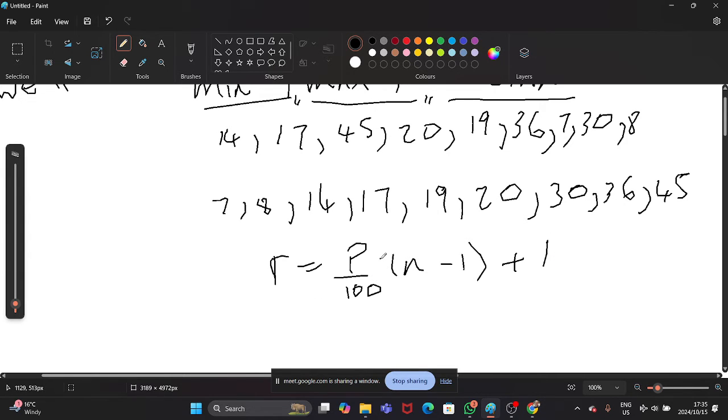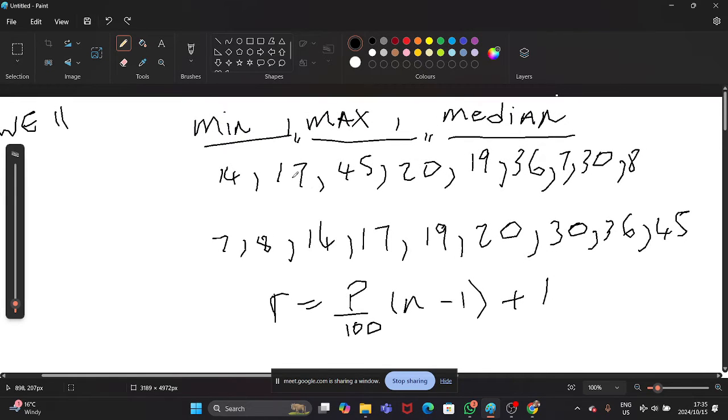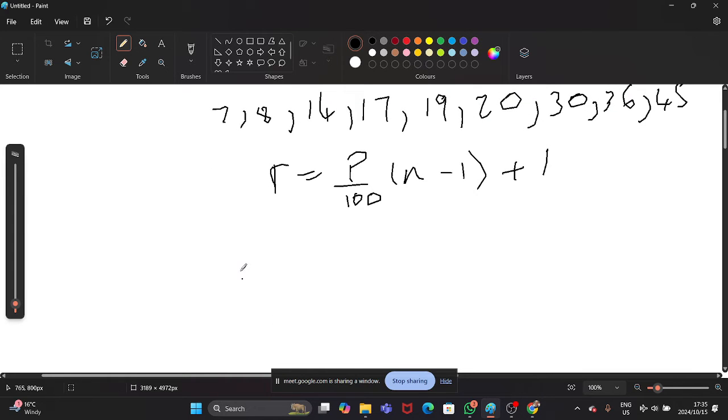Okay, so we want to find our minimum value, which is going to be at 0%, right? Our maximum value is going to be at 100%. And then our median, that's the middle part, that's at 50%.